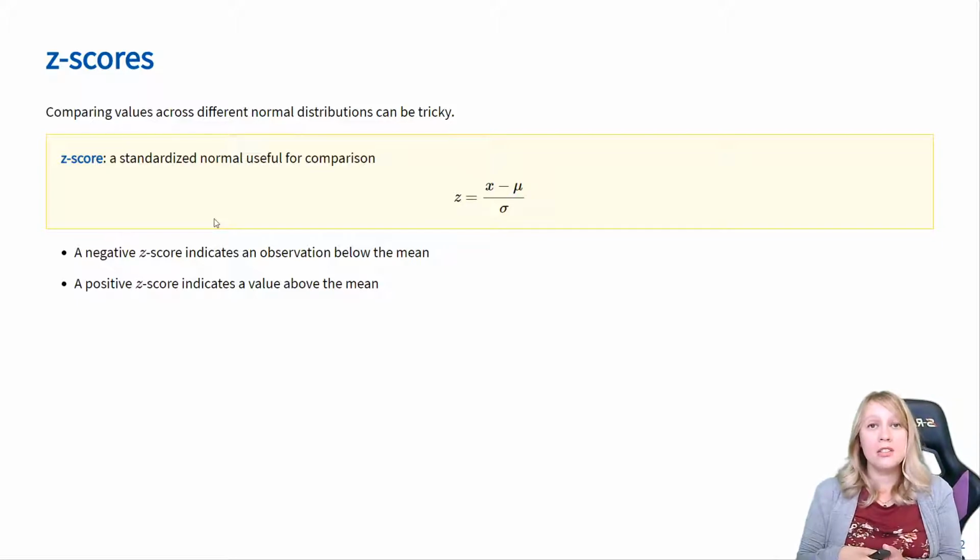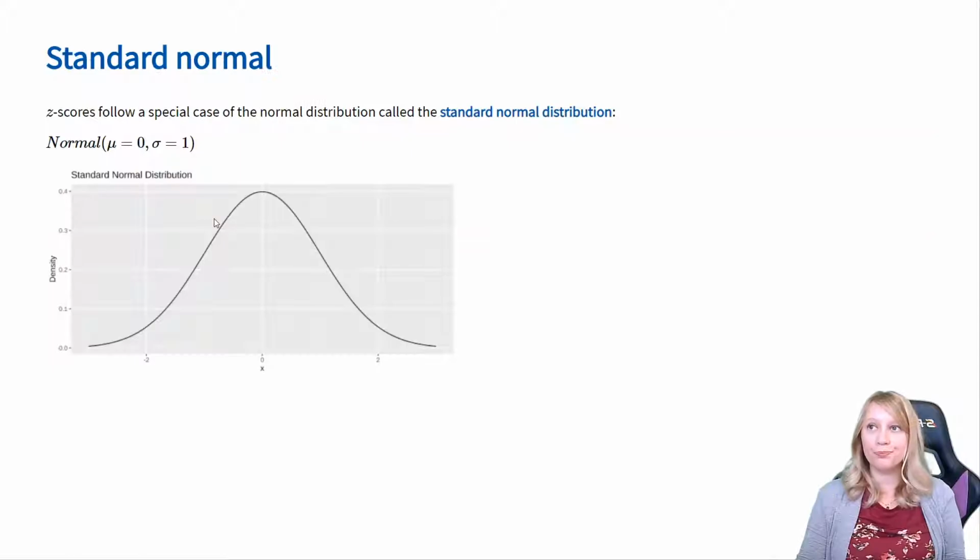What this z-score tells us is something very special. This tells us how many standard deviations an observation is from the mean. If we have a negative z-score, that tells me that we have an observation that is below the mean. Then if we have a positive z-score, that indicates a value that is above the mean. So think of this z-score as a unit of distance. How many standard deviations away are we?